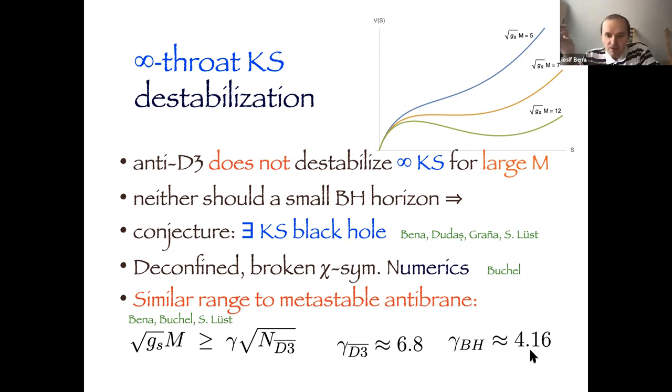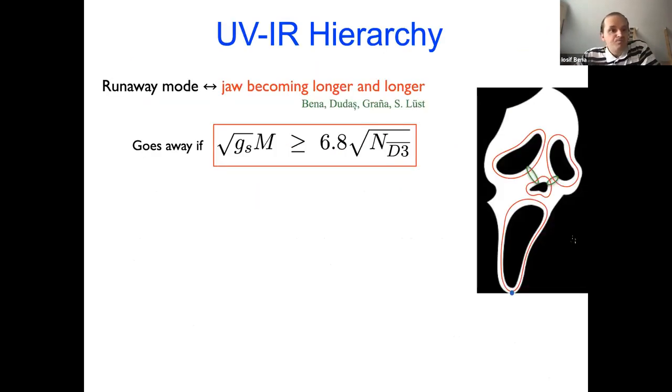Now, it's important to note the antibrane is a single one. The backreaction is small. For the black hole, there's a full backreaction. So these calculations are actually done in two different regimes of parameters, and they give you comparable physics. So I think the intuition is very clear. You put a tiny amount of energy in Klebanov-Strassler, it stays there. You put a lot of energy, plop, it goes away and it becomes Klebanov-Strassler with a chiral symmetry-breaking phase.